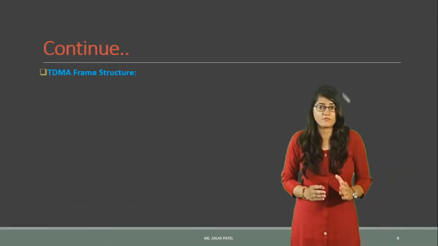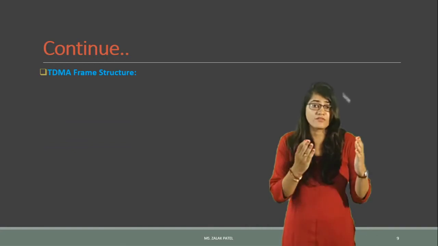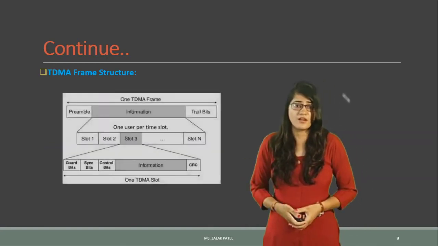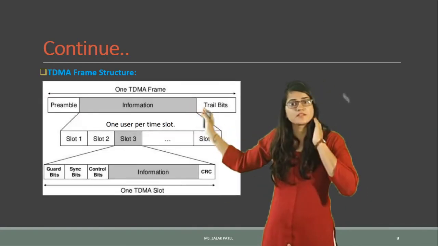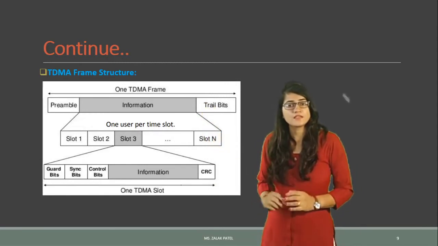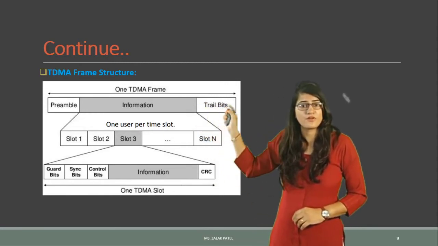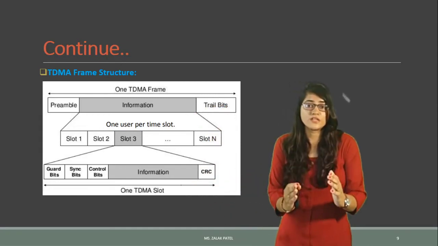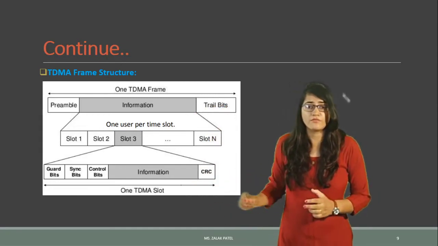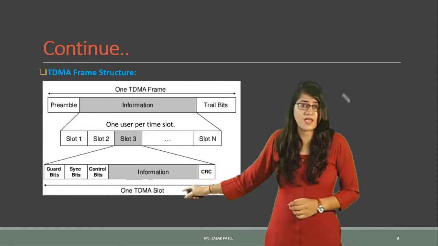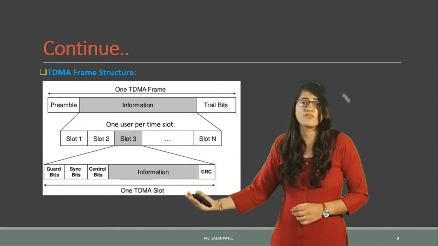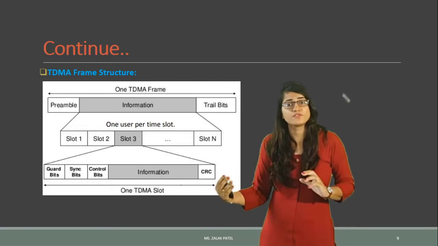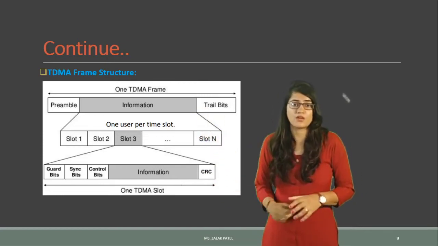Now let's see the frame structure, that is, how the data is transmitted from the transmitter end to the receiver end. For that, consider this figure. In this case, one TDMA frame will be drawn, and here in the last is one time slot. Because the data is transmitted in terms of frames, you can see that one time slot is multiplied by many users to get one particular frame.